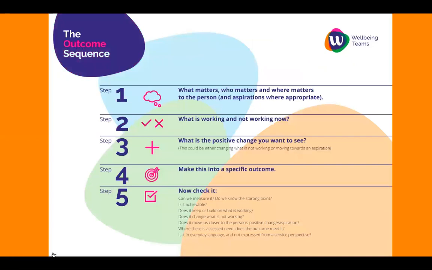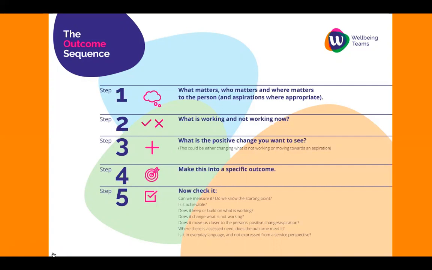However, what we've learned is that if you haven't got great, clear outcomes, it's really difficult to use the support sequence. So the outcome sequence is a way of checking and developing outcomes that can really make a difference in people's lives. So the first step is understanding what matters to the person, and that includes who matters to them and where matters to them, which is their community and the places that they want to be part of. And often aspirations are important to consider here as well.